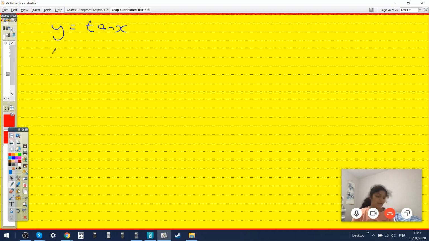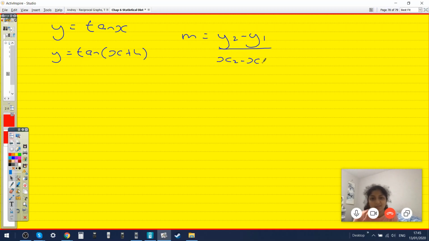You'd have tan x plus h minus tan x, not just tan x plus h. So that's like tan x, and this is a very small change. How did you find gradient in year 8? Change in y over change in x.